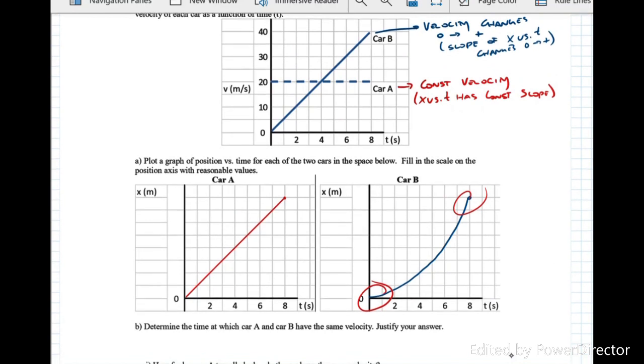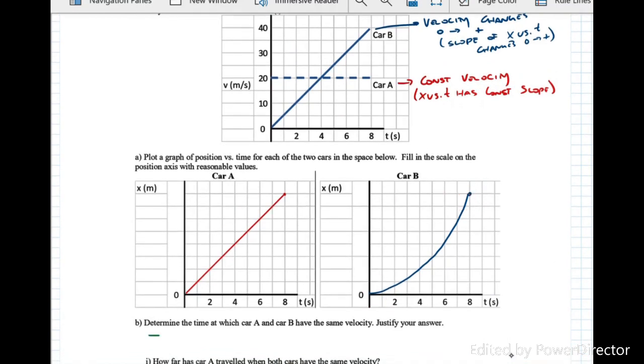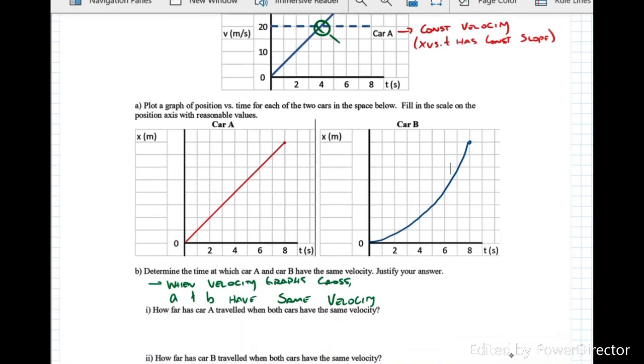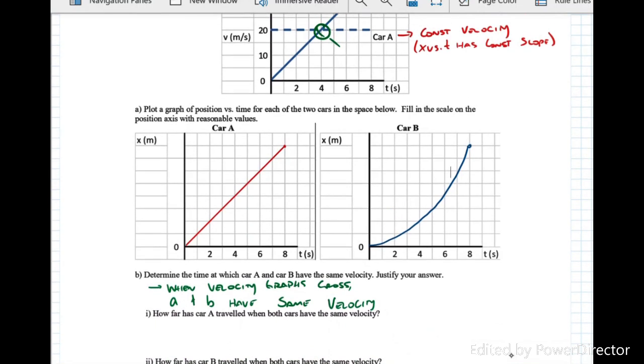Determine the time at which car A and car B have the same velocity. So they have the same velocity when the graph of velocity versus time shows that they have the same value for velocity. That's going to happen when the velocity graphs cross. So A and B have the same velocity at 4 seconds. Right there. That's where they cross. That's where their velocities are the same. How far has car A traveled when the cars have the same velocity?